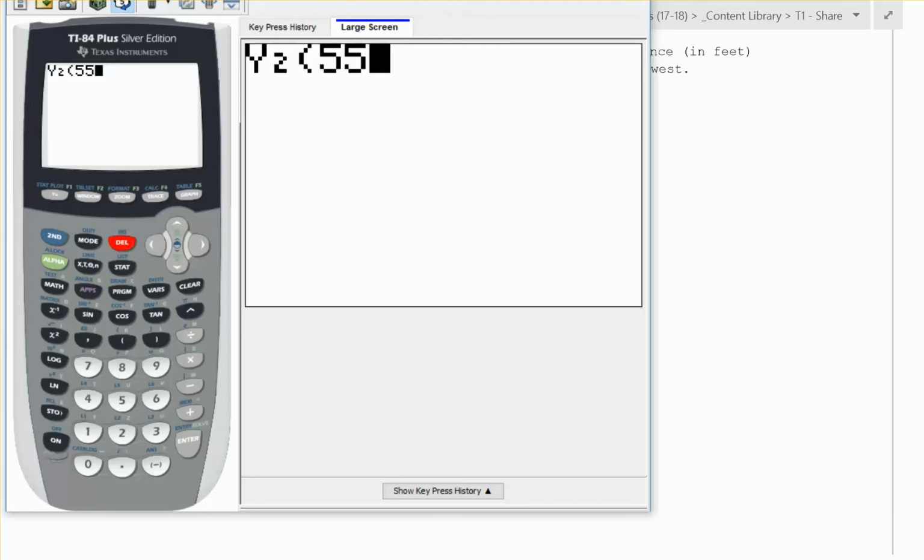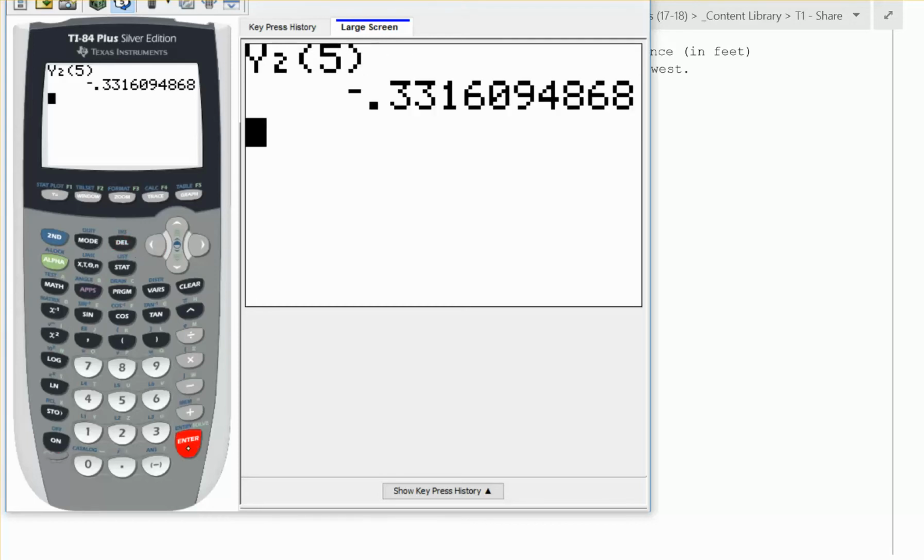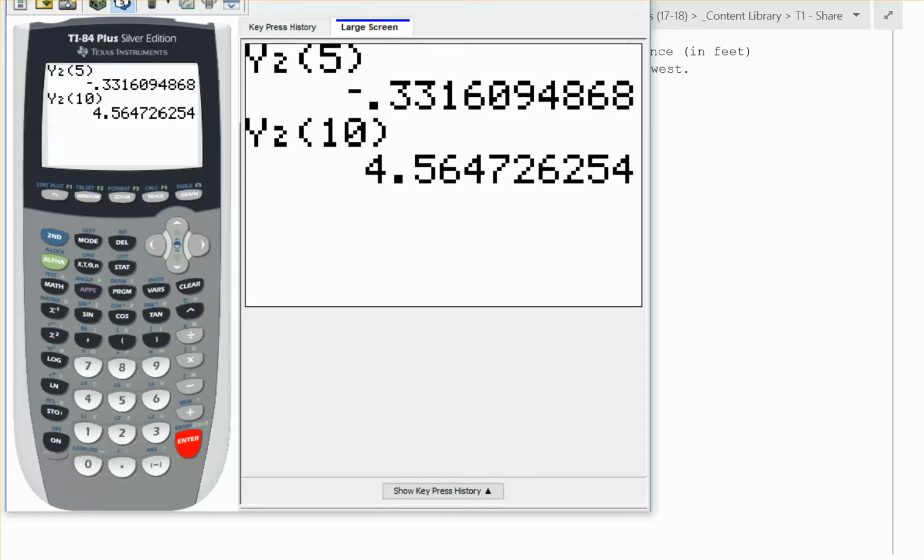My calculator is freaking out a little bit. I'm going to delete that, and I'm going to delete that of 5, and then I'm going to do the same thing, second entry, and I think it says at 10, like this. It's freaking out a little bit. There we go.